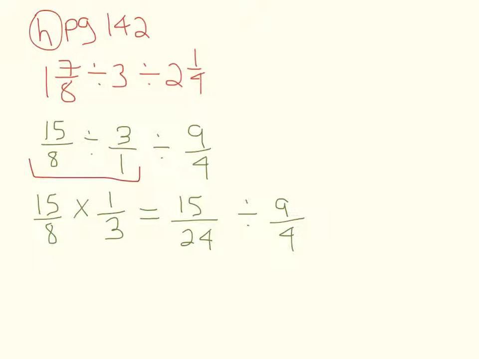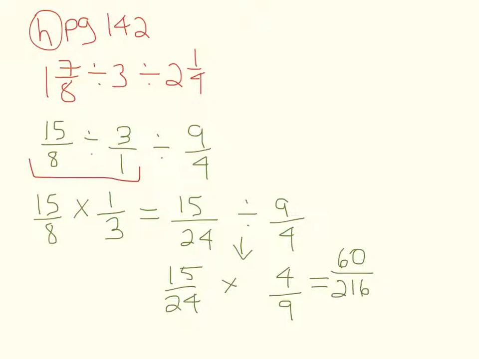So we're going to do the same thing again that we did to the 3 over 1. We're going to flip our 9/4 to be 4 over 9. And instead of a division, we have a multiplication. So now it's just a simple question of multiplying our numerators together and our denominators together. 15 multiplied by 4 gives us 60. 24 multiplied by 9 gives us 216.